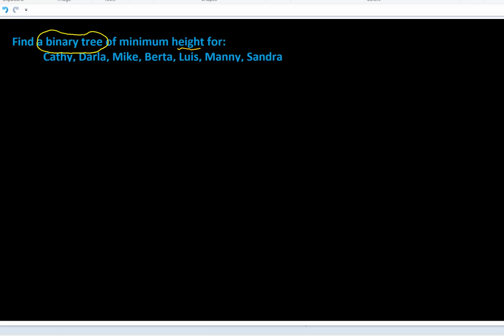Hi everyone, in this problem I want to look at how to find a binary tree of minimum height for a list of strings or words. All right, so first of all, let's talk about what is a binary tree.